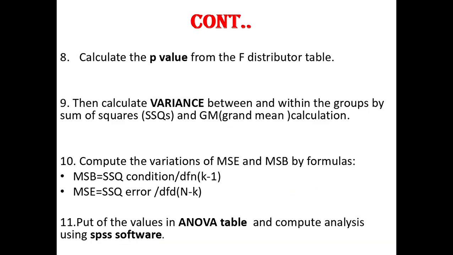Then step 8 is calculate the p-value from the F distribution table. Then step 9 is calculate the variance between and within the groups by sum of squares, SSQ, and GM, grand mean calculation. Then step 10 is compute the variations of MSE and MSB by formulas. MSB is equal to SSQ, that is sum of squares condition, divided by DFN, degree of freedom numerator, that is K minus 1, and MSE is equal to SSQ error divided by DFD, that is N minus K. Then step 11, put the values in the ANOVA table and compute analysis using SPSS software.